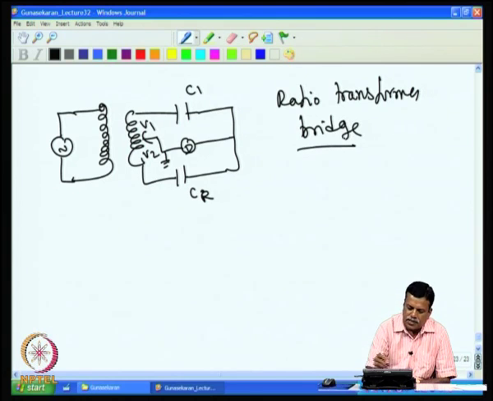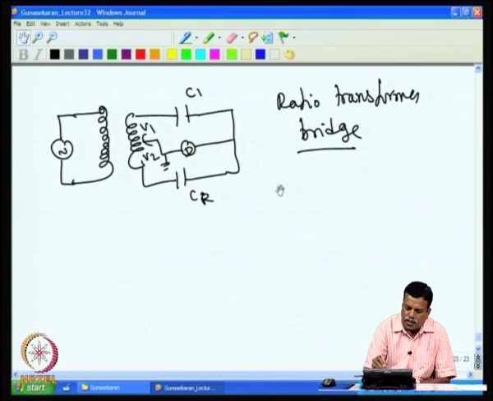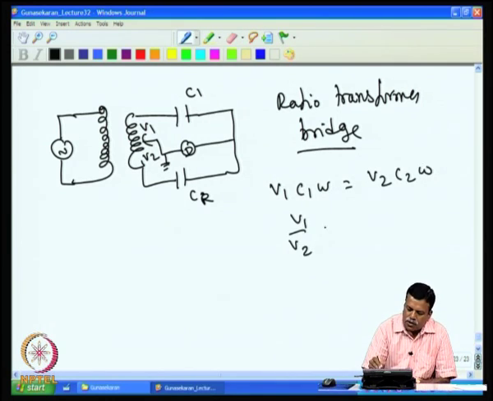In this case, we varied the center tap such that you get a null at the detector. So, for example, if C1 and C2 are equal, then V1 and V2 are equal, because the current is flowing like this, and this current is flowing like this. If both the currents are equal, then it will balance out, and that way V1 C1 omega will be equal to V2 C2 omega, and V1 by V2 will come as C2 by C1.